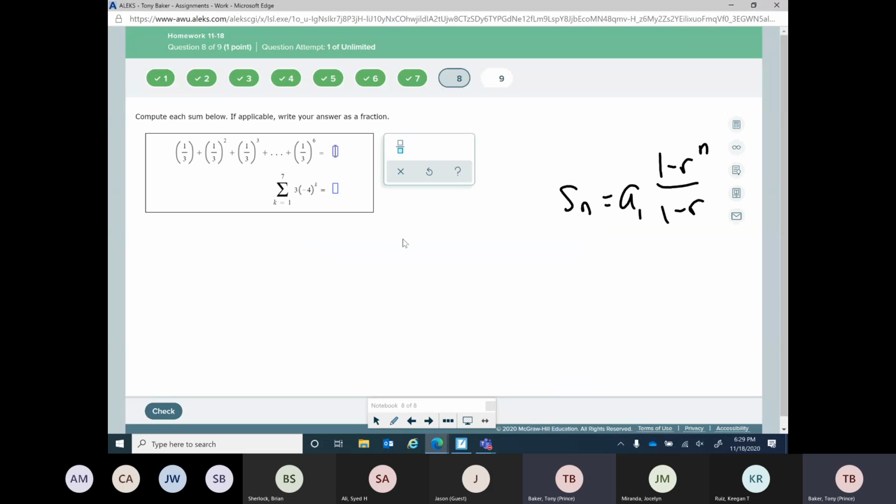So the first one, I've got my first term is 1/3. Actually, my first term is not 1/3. My A1 is 1, because that's the number that's in front of the parentheses. My ratio is 1/3. And my number of terms is going to be 5.